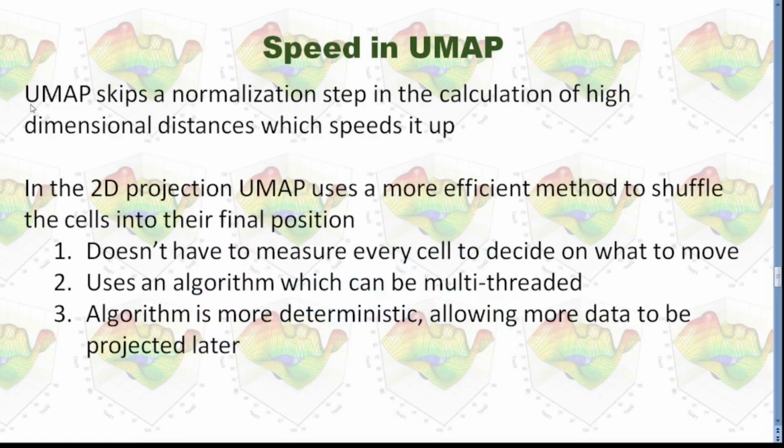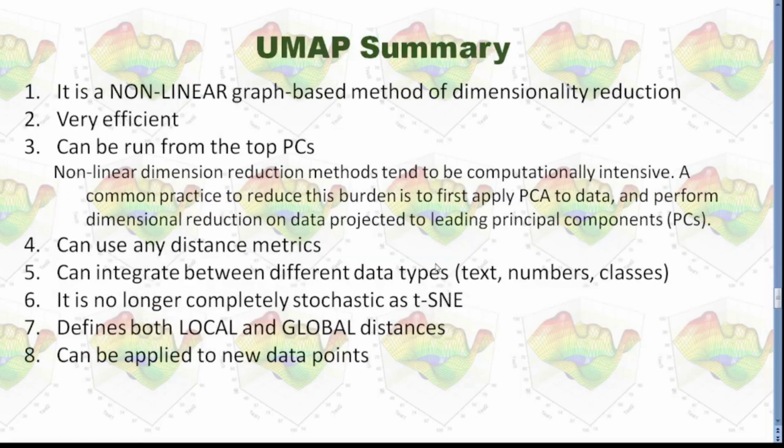Also, UMAP skips a normalization step in the calculation of high dimensional distances, which speeds it up. In the 2D projection, UMAP uses a more efficient method to shuffle the cells into their final position, like this. In summary, UMAP is a nonlinear graph-based method of dimensionality reduction. It is very efficient.